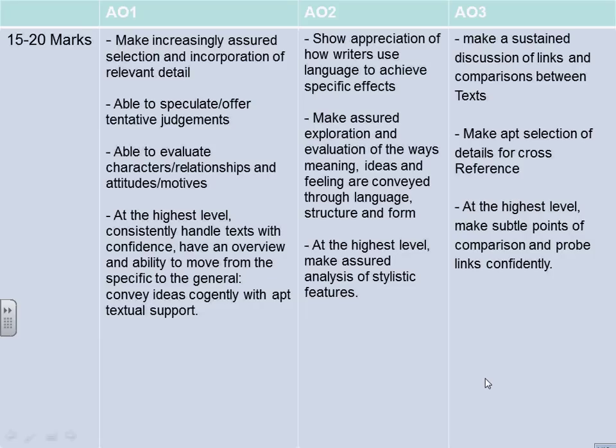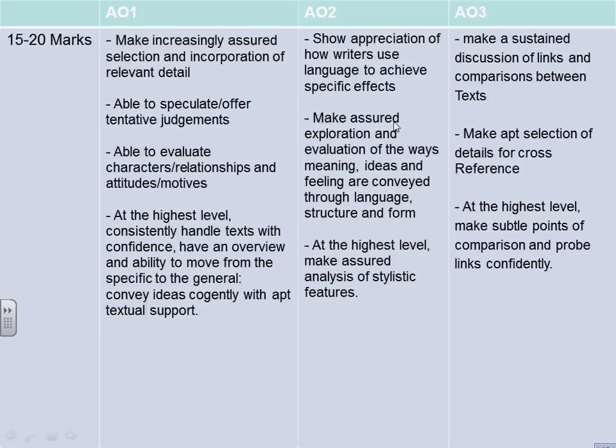Now, within AO1, you have to make sure that we're able to speculate, offer tentative judgment. So this could mean this, the writer has done this because. You need to be able to evaluate. So why has the writer created this kind of character, this relationship, used this line? Also at the highest level, we need to make sure that we can focus on very small detail and link it to the whole picture. Why has that been done in that way?